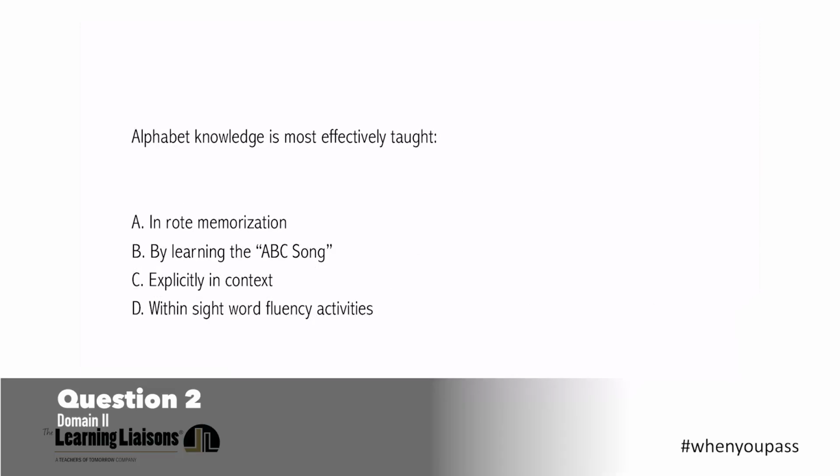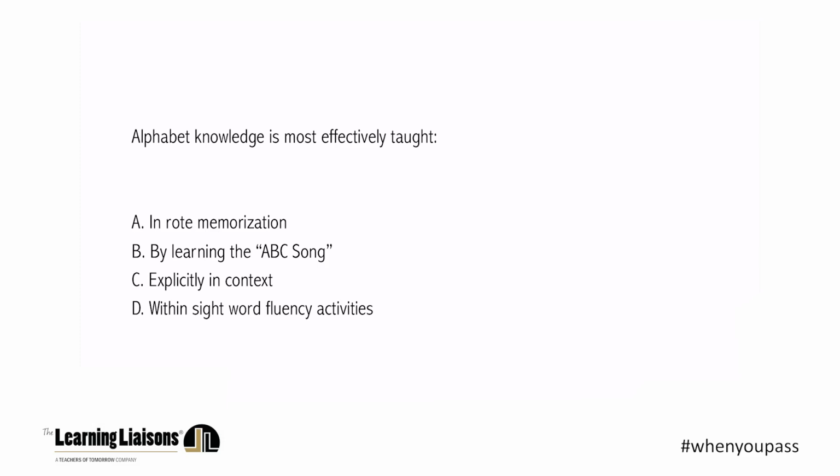Alphabet knowledge is most effectively taught, A, in rote memorization, B, by learning the ABC song, C, explicitly in context, or D, within sight word fluency activities. Here's the answer. Explicitly in context.